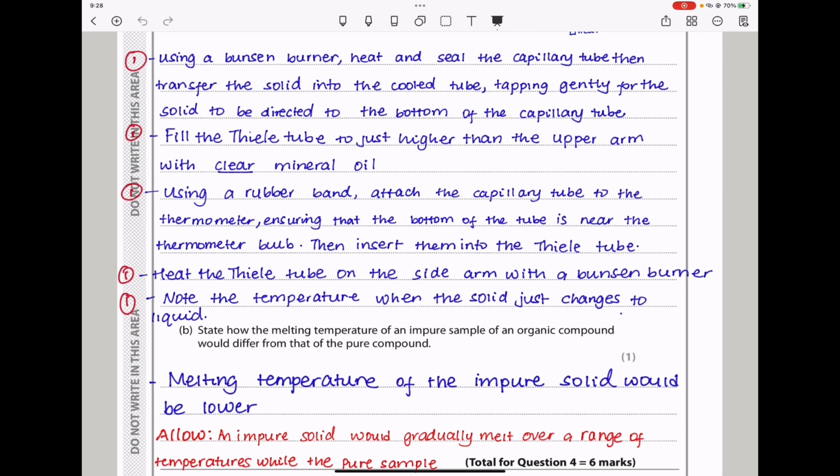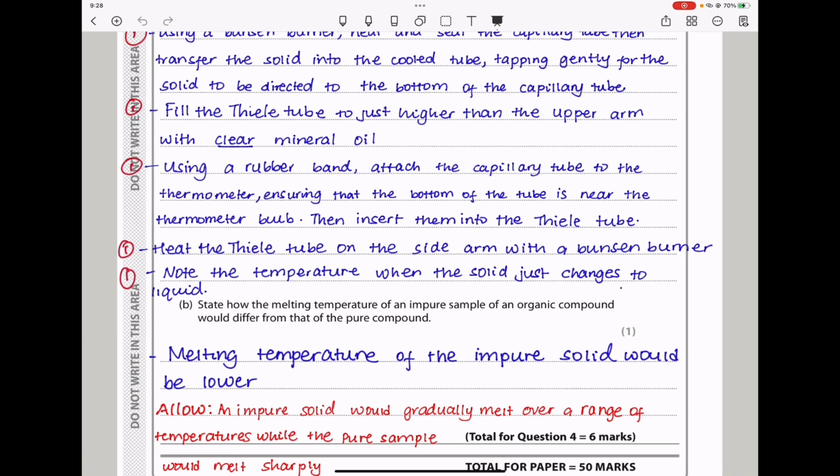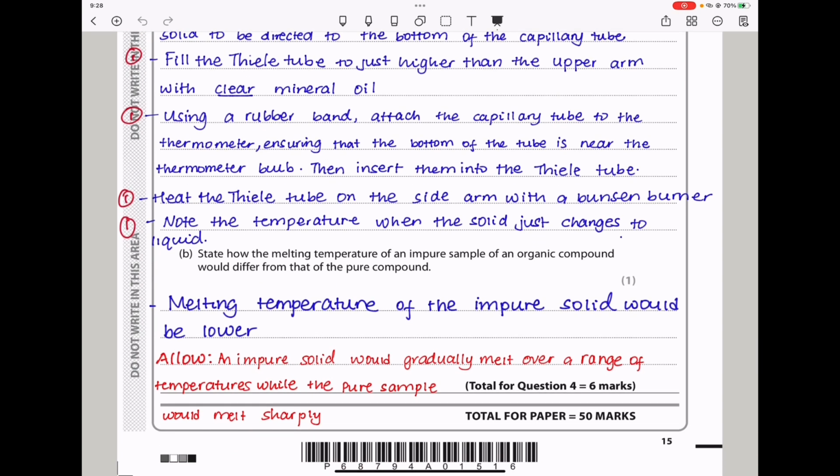And lastly, here they say, state how the melting temperature of an impure solid of an organic compound would differ from that of a pure compound. Simple, the melting temperature of the impure solid would be lower, or you would say it is going to melt gradually over a range of temperatures, while the pure sample will have a sharp melting point. So this brings us to the end of question 4, as well as to the end of this paper.